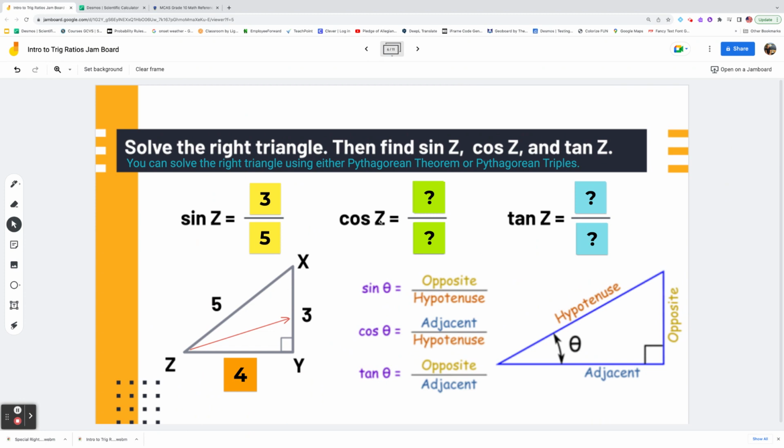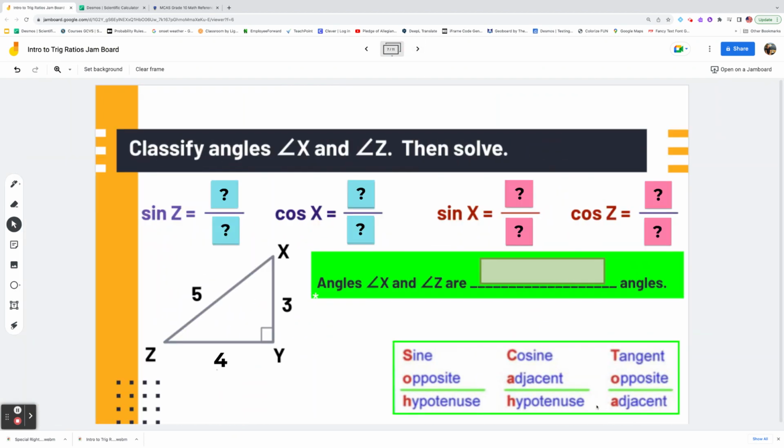The cosine of z is the adjacent side over the hypotenuse. The hypotenuse is definitely going to be 5. The adjacent side is 4, so the cosine of z is 4/5. The tangent of z is the opposite over the adjacent. So tangent of z is 3 over 4. Let's take a look at our next example.